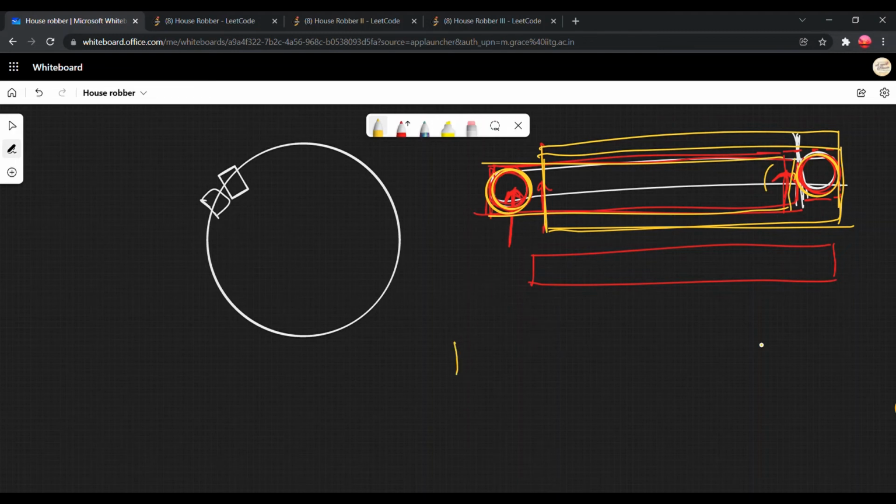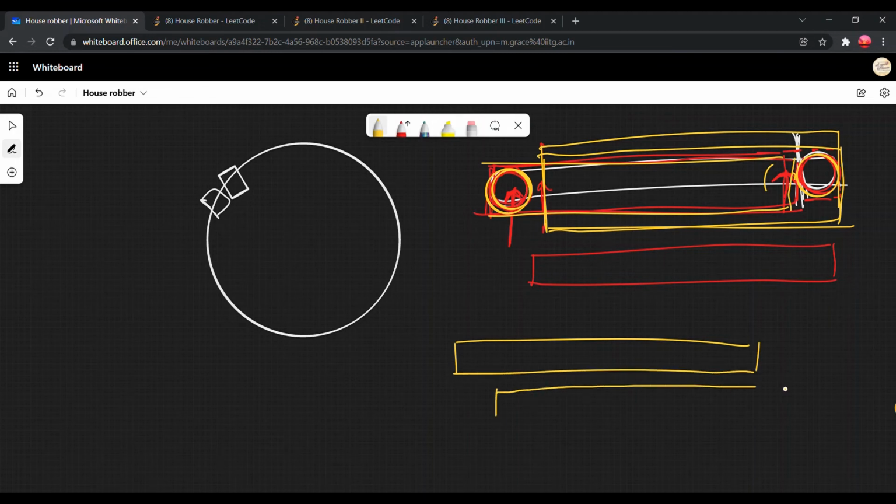So we're going to go from here to the last -1, and also from the starting till the end. And it's possible that this is looted and this is not looted in the final list of houses. Or this is looted and this is not looted. Or it's possible that this is not looted and this is looted. In which case, this answer will be better than this one.